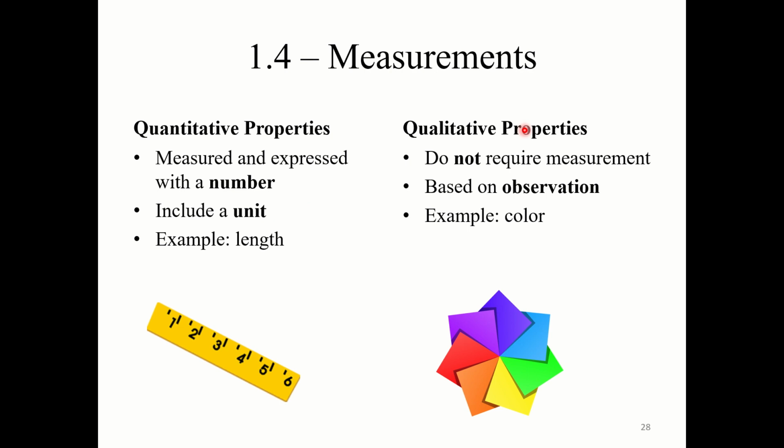Qualitative properties do not require measurement, and they are just based on sensory observation. So for example, color, right? I could just look at a piece of paper and tell what color it is. This is a qualitative observation.